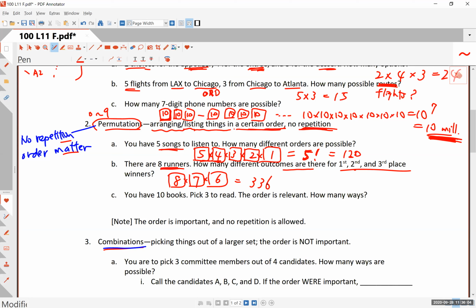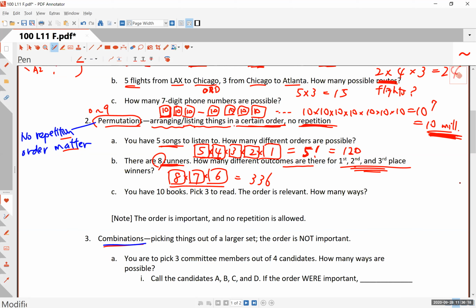Now, you can use a calculator, so feel free to use calculators. But the concept is important here. You start with this number, and how many numbers are you going to multiply? That's the number of boxes you're going to draw, okay?